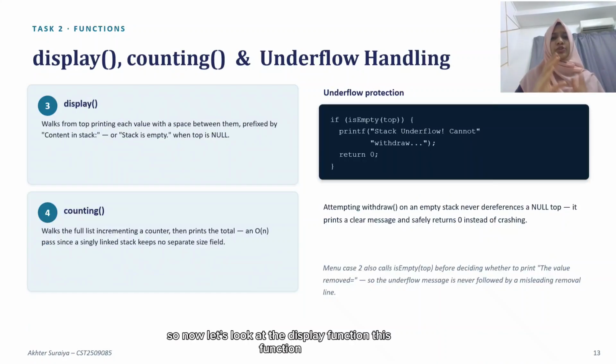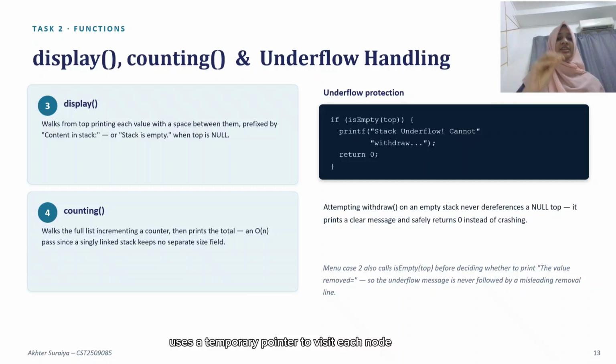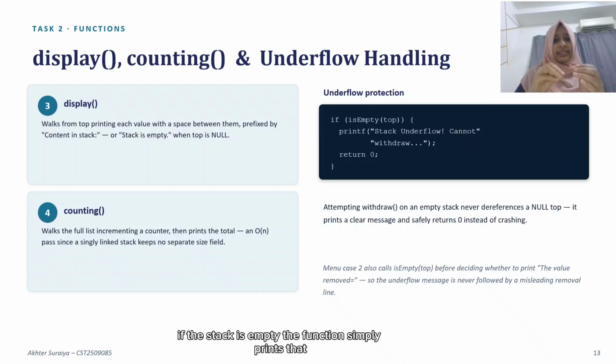So now let's look at the display function. This function shows all the values currently stored in the stack. It starts from the top and uses a temporary pointer to visit each node. So at every node it prints the value, then moves to the next node. If the stack contains 30, 20, 10, the function displays the values in that same order from top to bottom. If the stack is empty, the function simply prints that the stack is empty.